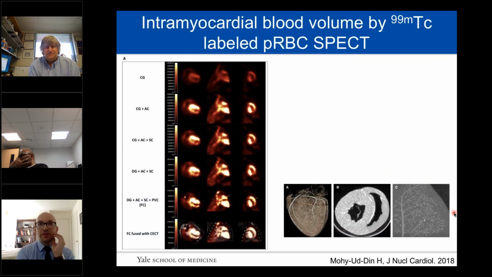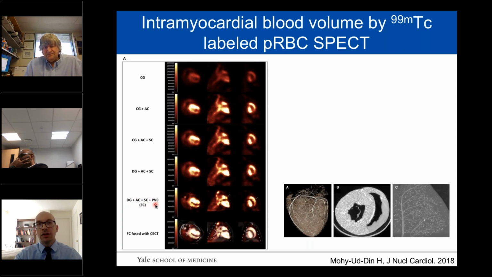So we developed a technique where we did Tc-labeled red blood cell imaging for the estimation of intramyocardial blood volume. We performed dual-gated myocardial SPECT equilibrium imaging in 12 canines, and we compared 5 different correction schemes, with the most advanced one being full correction with cardiac gating, respiratory gating, attenuation correction, scatter correction, and partial volume correction.